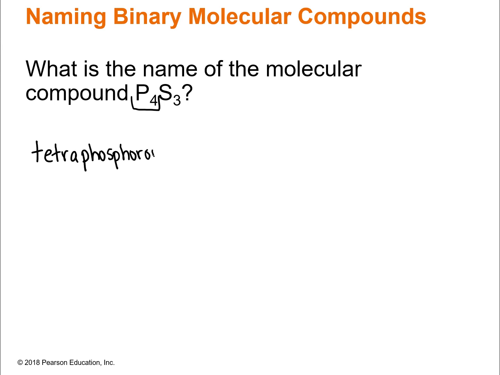For the second part, we again look at the subscript. That's a 3. The prefix we use for 3 is tri. The root of this atom name is sulf, because it's sulfur. So we're going to take that sulf and add IDE. That's as complicated as it gets. Those are binary molecular compounds.